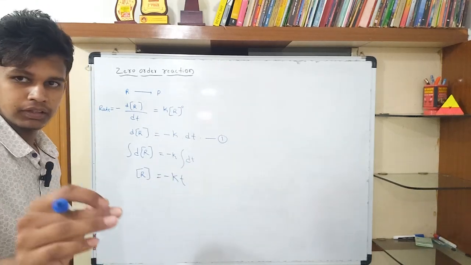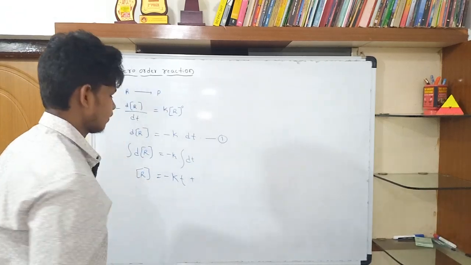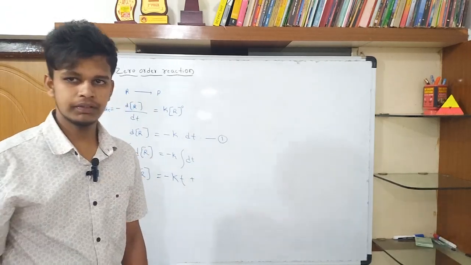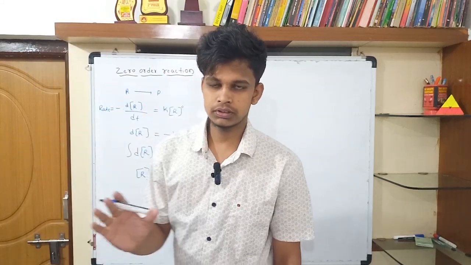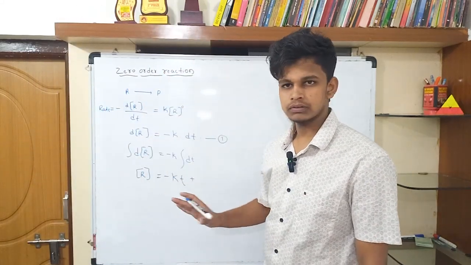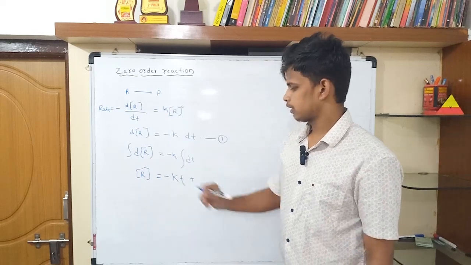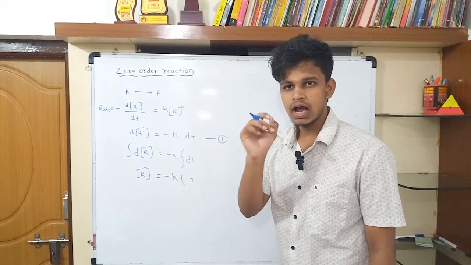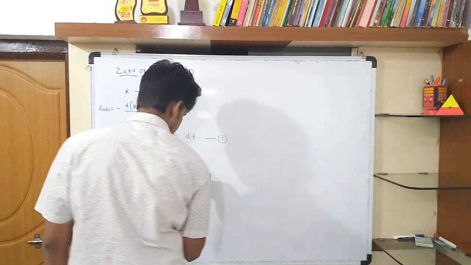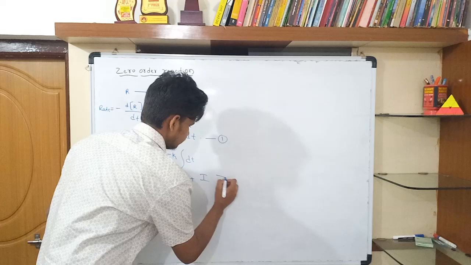Here we will have to write the constant of integration. In the integration chapter in maths we use the constant of integration as c. Now here we have to use the constant of integration as I. You have to use that one. This is the constant of integration.